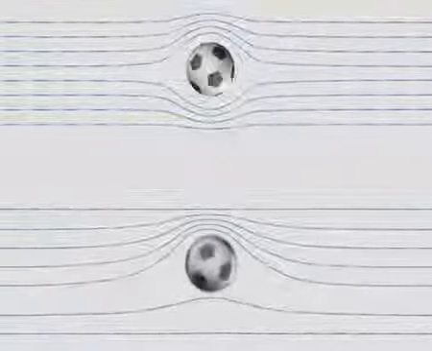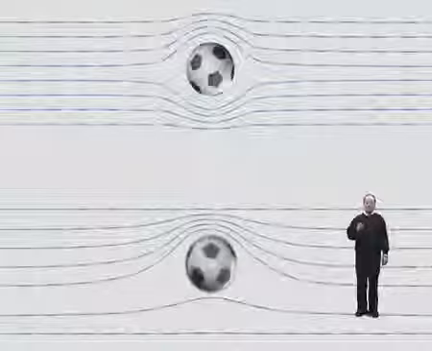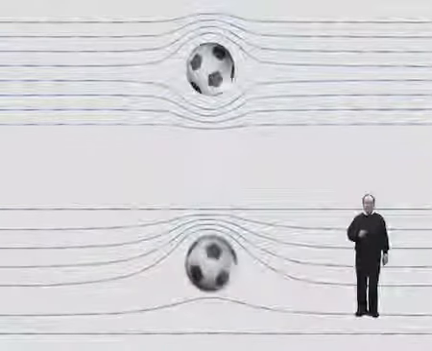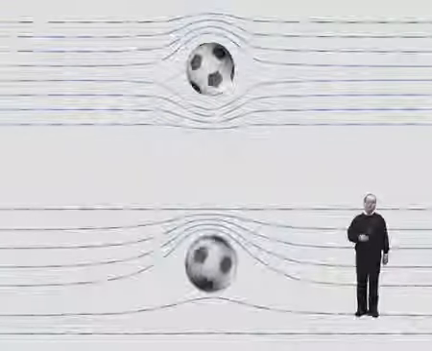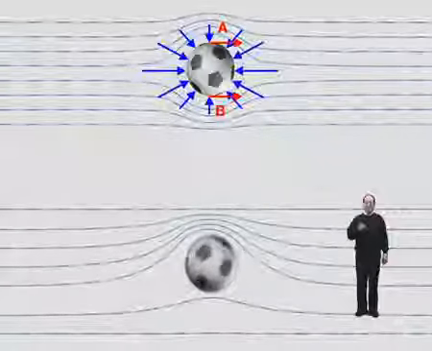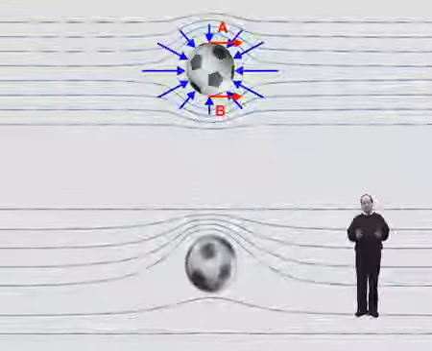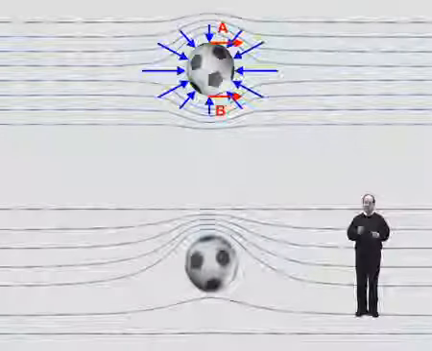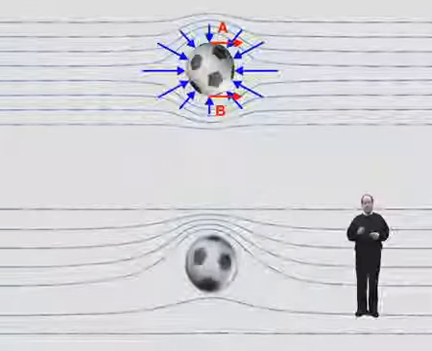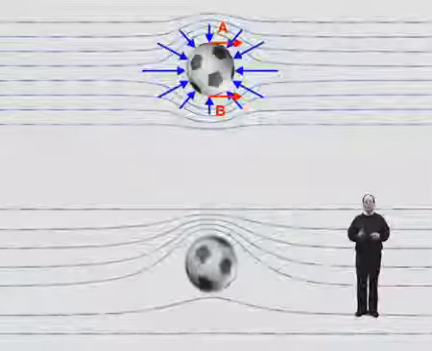Let's see in detail what happens to an object in an airflow. The simplest case to consider is the airflow around a cylinder or a sphere. As you can see in the animation, the flow is completely symmetrical and the total force that acts on the sphere is zero. In this case, we are considering a so-called ideal fluid. In a real fluid, there will be the drag due to the friction and the wake.